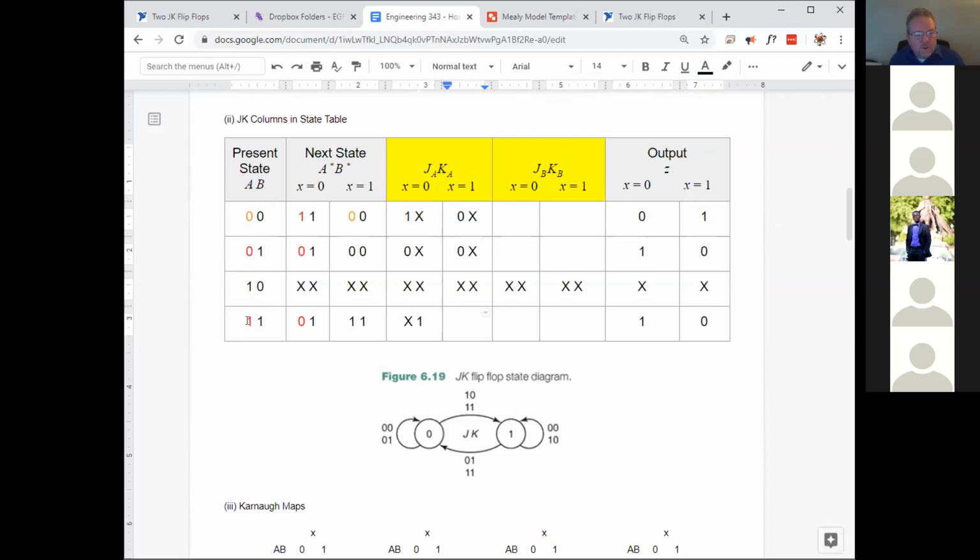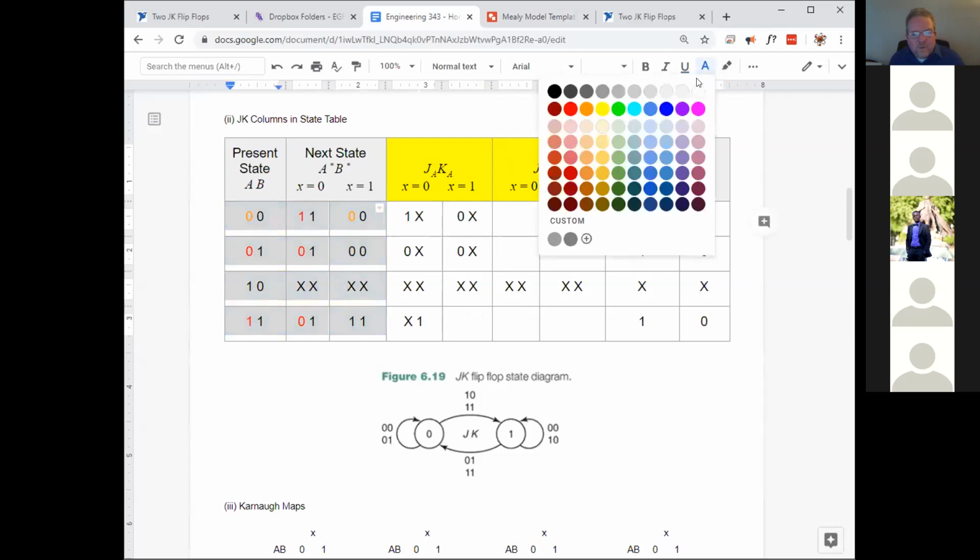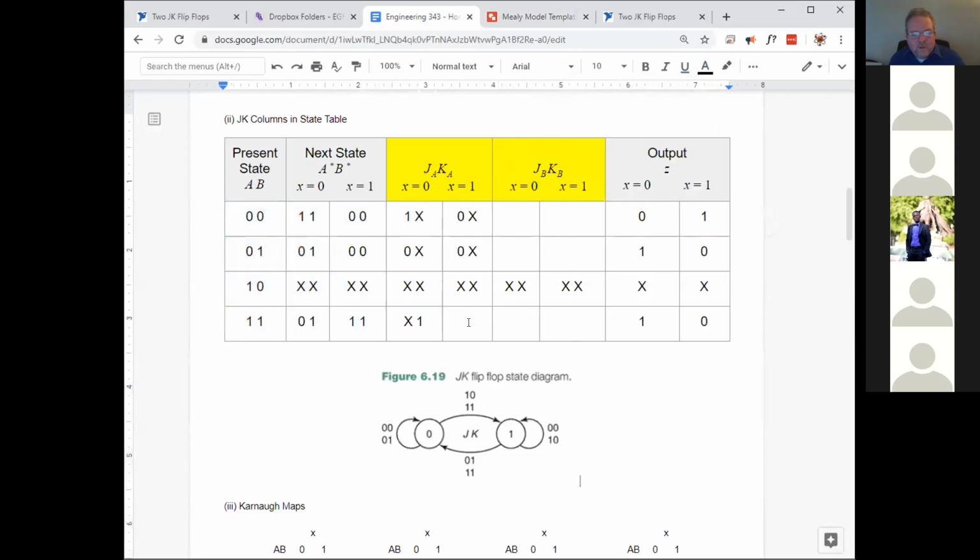Then down here, we go 1 to 1, from 1 to 1. I'm going to take the colors off of here now, so now we can go a little bit faster with this. It's 1, and A is going to stay 1 in the next cycle. So over here, X0, y'all are saying, good. And we keep going.